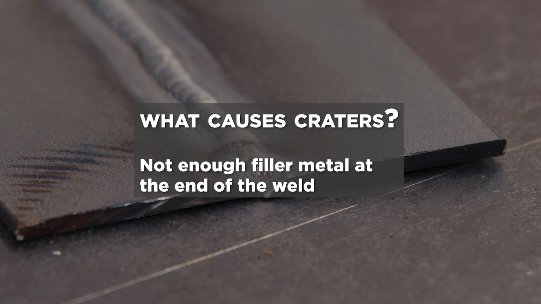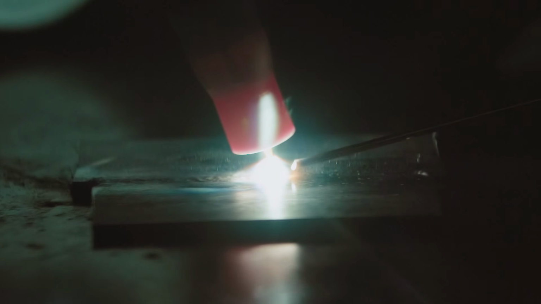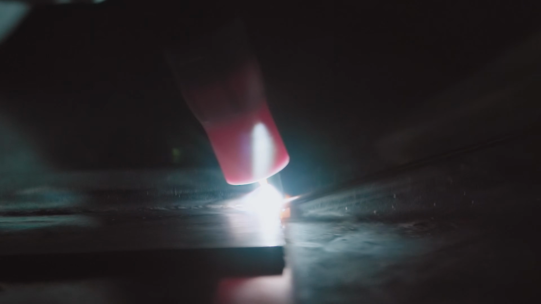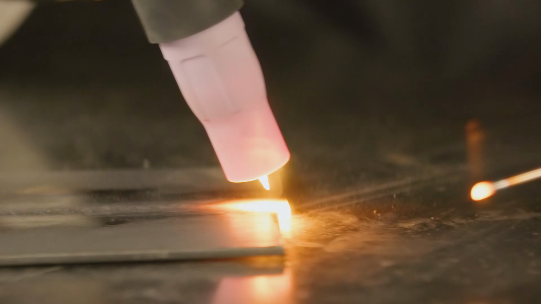How can you prevent or fix it? Pause for a few extra moments, or dab extra filler in and let the weld bead build up. Ease off the amps slowly to narrow the weld pool as you come out of the weld. Once you reach the end of the weld, backstep to fill in the end.